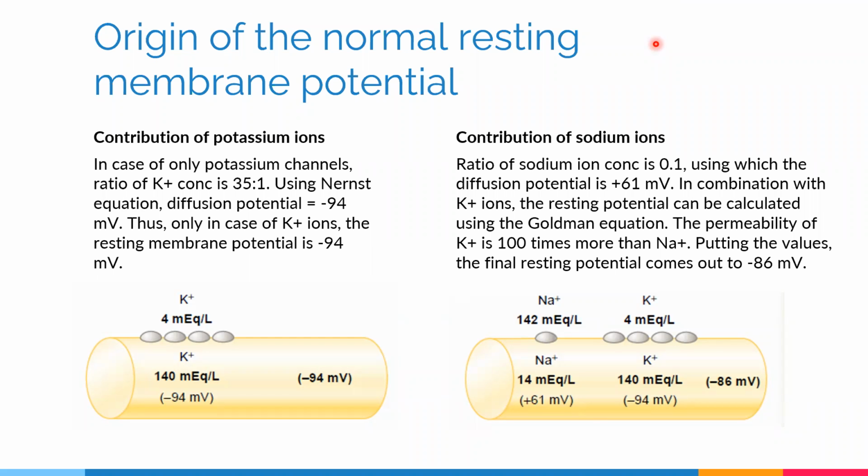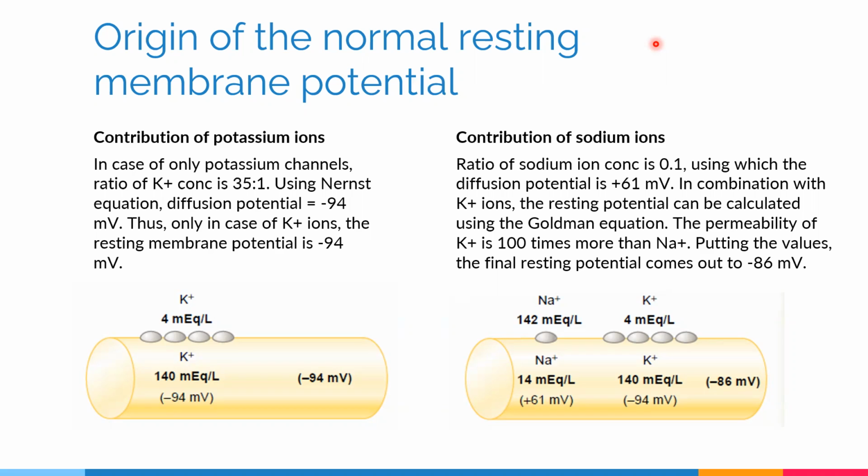The situation changes when we consider both the effect of sodium and potassium together. In combination with potassium ions, the resting potential is calculated using the Goldman equation. As the permeability of potassium ions is 100 times more than that of sodium ions, the final diffusion potential or the membrane potential lies hugely in favor of potassium, and after putting in the values it comes out to be around minus 86 millivolts.